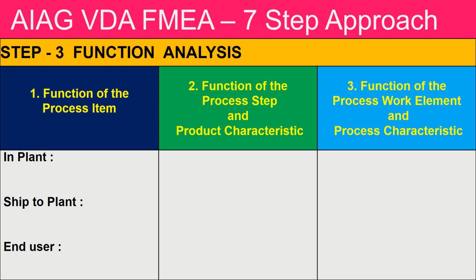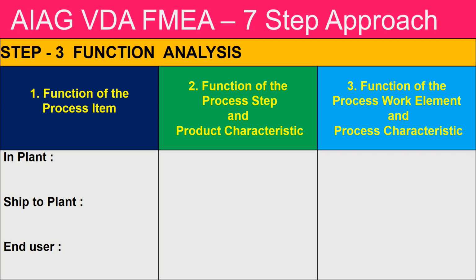In step 3, function analysis, similarly to the way we defined the process elements in step 2, we now define the corresponding functions of these three elements: process item, process step, and process work element. Particularly for the function of the process item, we have to subclassify into three categories: in plant, ship to plant, and end user. So we have to identify the function of the process item in all these three categories.